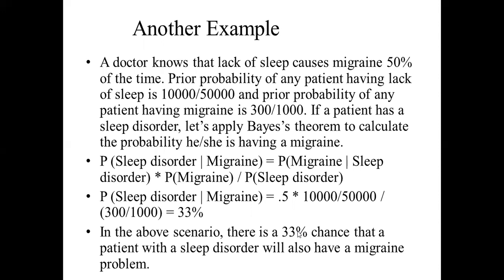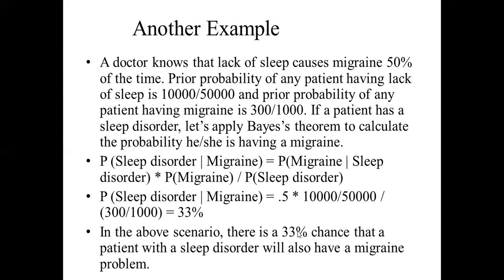So here, this is actually where we apply machine learning algorithms and apply Bayes theorem for calculating these values. A doctor knows that a lack of sleep causes a migraine 50% of the time. That is, if lack of sleep is there, then migraine might happen. So the prior probability of any patient having lack of sleep is 10,000 out of 50,000.